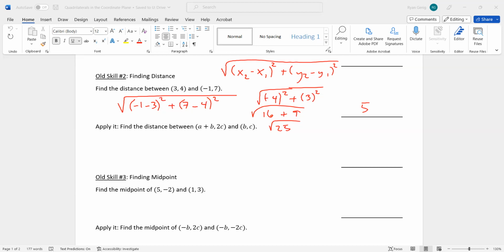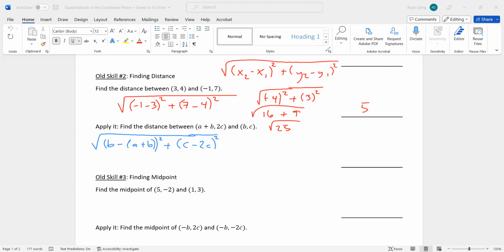You have variables. And I gave you a little bit of a tricky one here on purpose. So here we go. X2 is b minus, okay, a plus b. So minus, and I have to put another parenthesis here, a plus b squared. And then I'm going to add the y's. So y2 is c, y1 is 2c. And I'm subtracting those and then squaring.